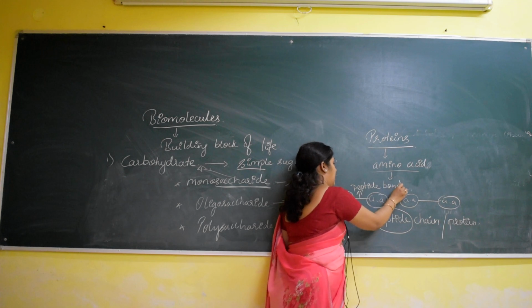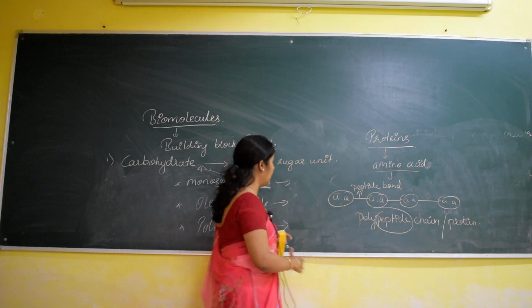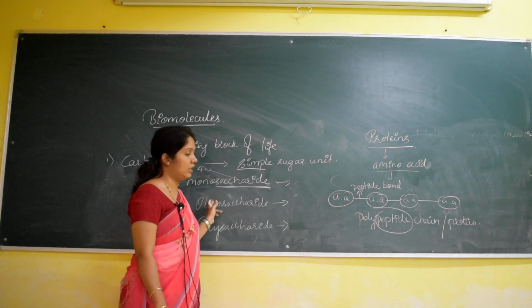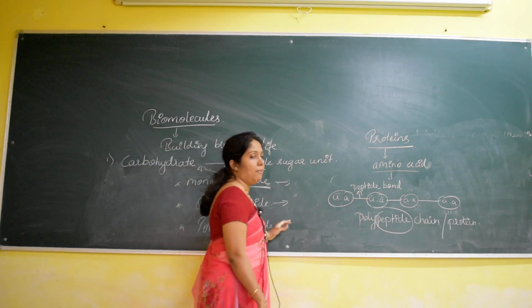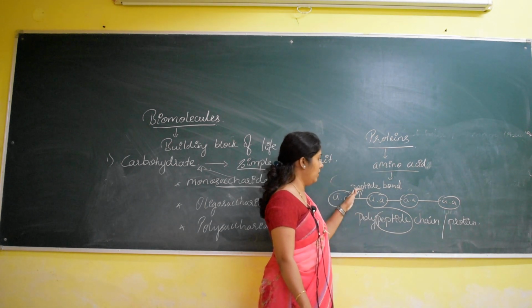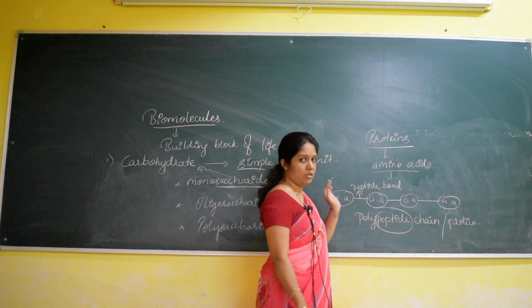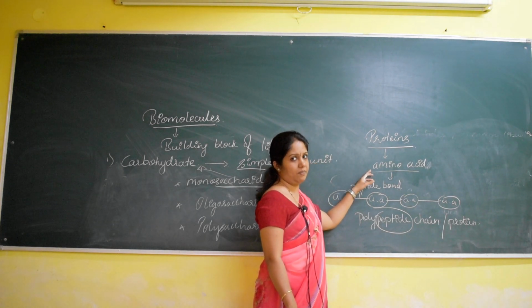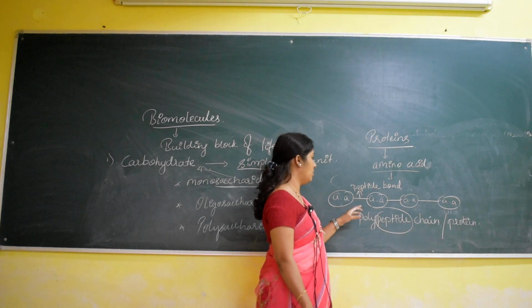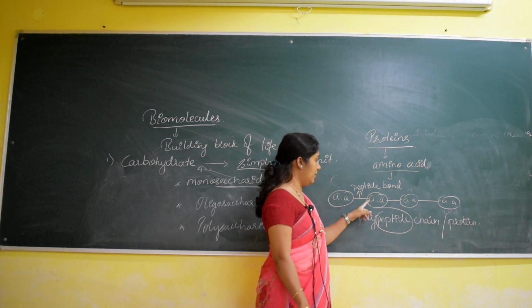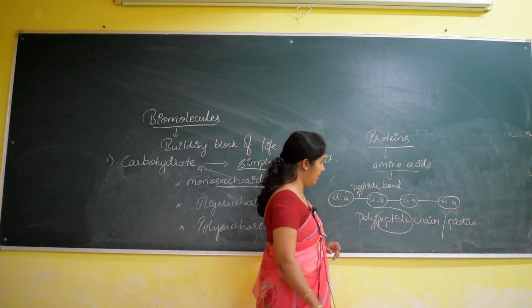There is a peptide bond between two amino acids. In the same way, the linkage between two sugars was the glycosidic linkage, whereas here it is the peptide bond. Protein, polypeptide chain, peptide bond. But proteins are made up of amino acids. Understood? Is it clear? Now each amino acid, I said, is linked by a peptide bond.